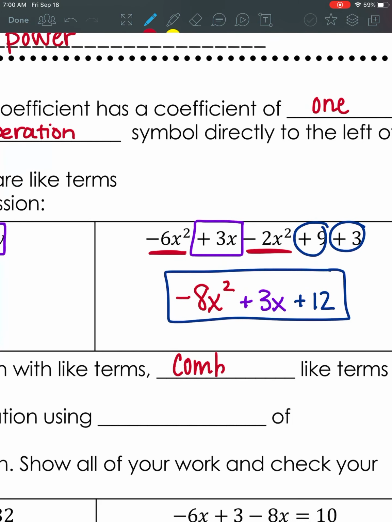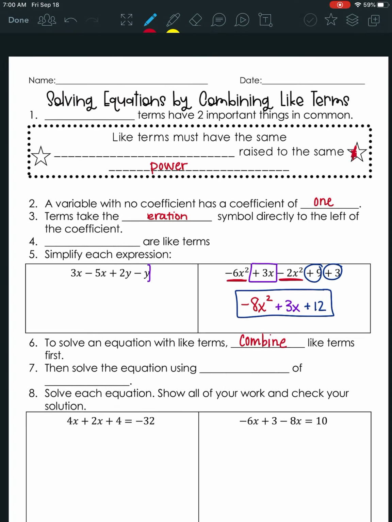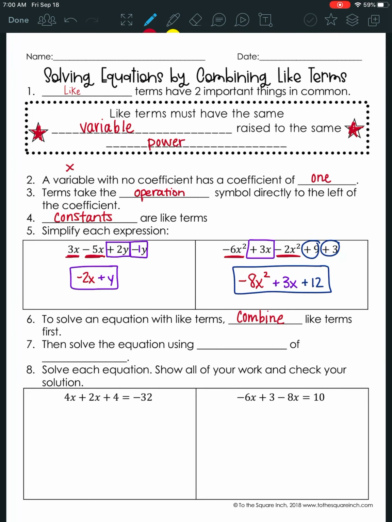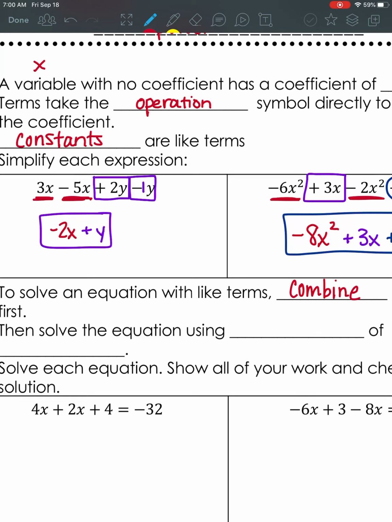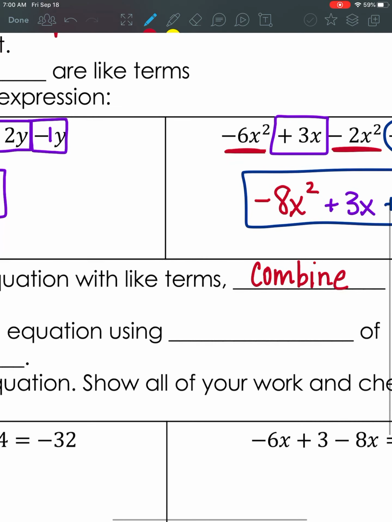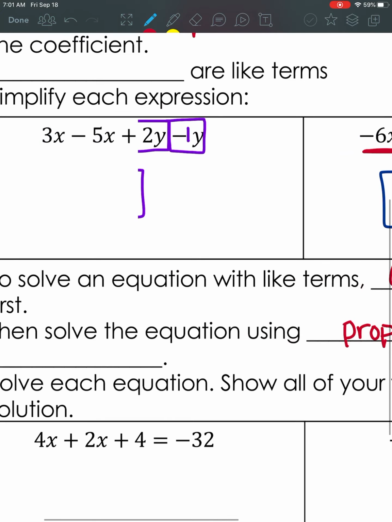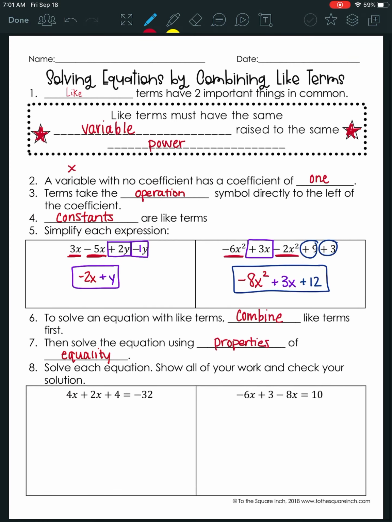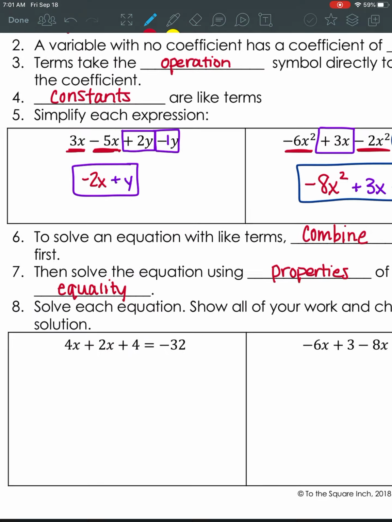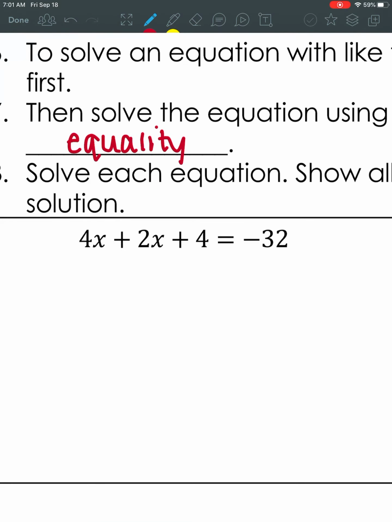Okay? Now, in order to solve an equation with like terms, we want to make sure that we combine the like terms first. And we can only combine like terms that are on the same side. We follow the signs in front when they're on the same side of that equal sign. So after that, we solve the equation like we've been taught in class. So then solve the equation using the properties of equality, which means if we see addition, then we undo that by doing the opposite and do subtraction. If we see multiplication, we do the opposite and do division. So we undo the equation to get the variable by itself.